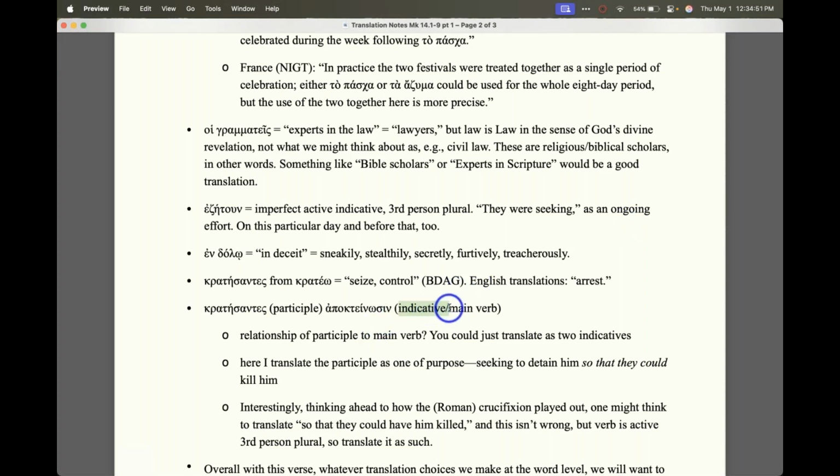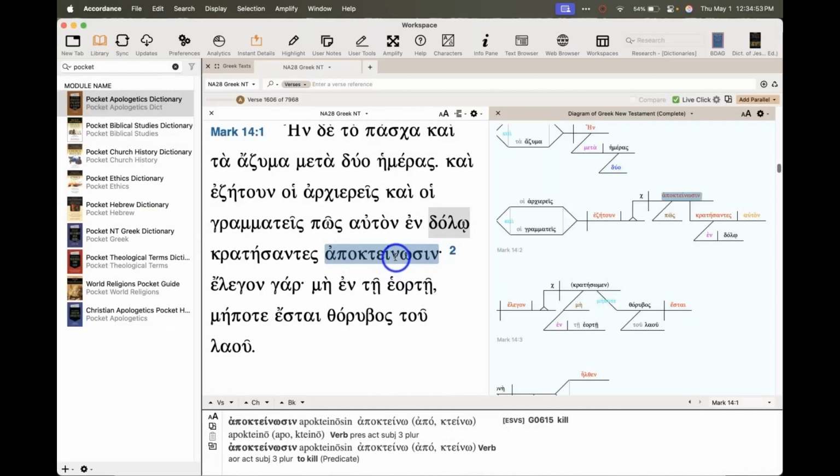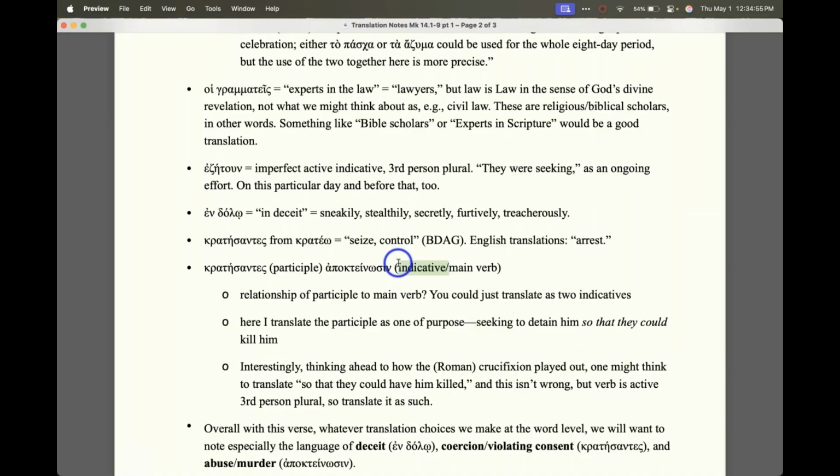I'm going to fix this in the handout. This should not say indicative. This should say subjunctive. I'm sorry about that. But it is a main verb. So the question is, what's the relationship of the participle to the main verb? You could just translate it as two indicatives, as a number of translations do. You could also understand it as a participle of purpose. They were seeking to detain him so that they could kill him.